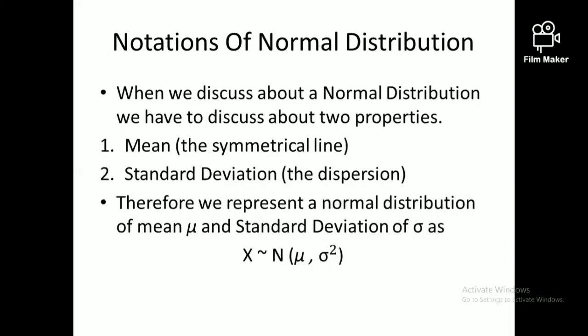Right. Before we learn about the normal distribution, we have to understand the notation. When you are working with the normal distribution, we have to be concerned about the mean value and the standard deviation of that distribution. So if the mean value is mu and the variance is sigma squared, we can say X has a normal distribution of mean mu and variance sigma squared. Sorry, the variance is sigma squared, which means the standard deviation is sigma. So that is the distribution.